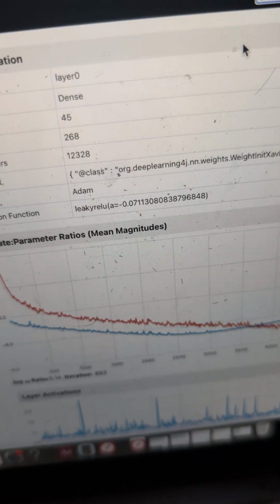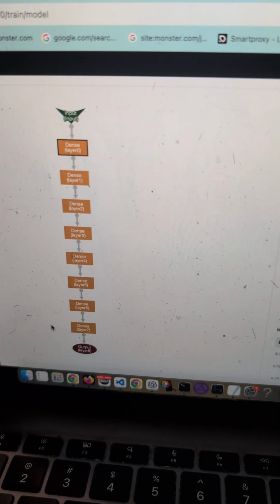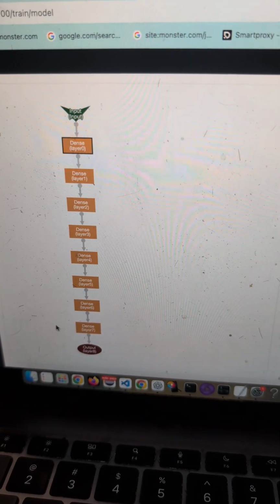Okay, here's one where the leaky ReLU alpha... oh, it looks like it detached. Must have crashed. Oh well, we're still training models. Anyways, that's about it for this video.